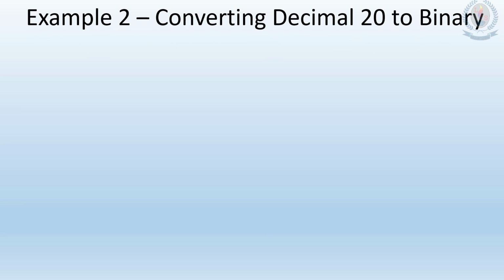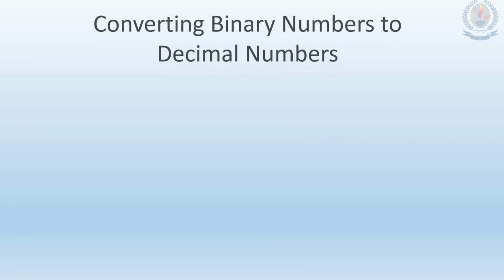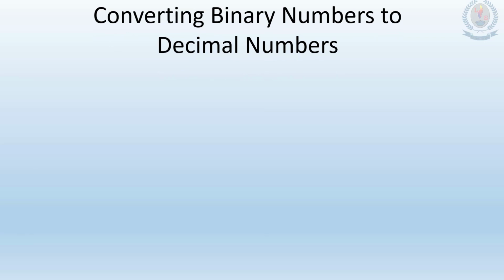This is the second example. We are going to convert decimal 20 into binary. This is how it goes. You divide this 20 repeatedly until you reach 0. Then you write from the bottom to top. This is how it goes. Decimal 20 equals 10100 in binary.